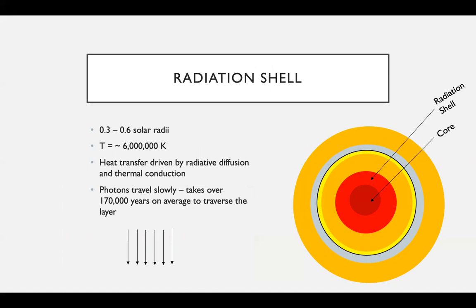The photons, when they travel from the core to the end of the radiation shell, are absorbed and emitted by particles, molecules, and atoms within the radiation shell, so that it takes this kind of drunkard's walk through the region. So they travel slowly, and it takes over 170,000 years on average for a photon to traverse the layer. So although we think of radiation as energy going outwards, which it eventually does, it's a much less direct route than these arrows might suggest. It's more of a sporadic route from the core to the end of the radiation shell.